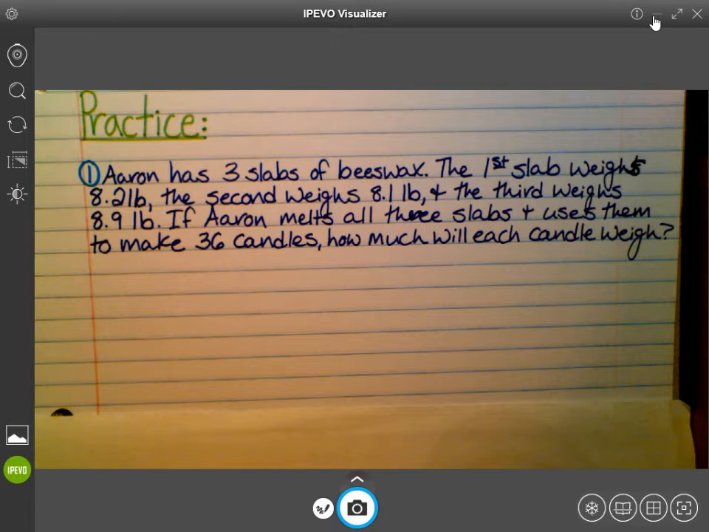All right. So let's look at this problem together. I'm going to read it out loud again. I want you to follow along. And as I'm reading the problem, think about what are the important pieces of information in the word problem. So it says Aaron has 3 slabs of beeswax. The first slab weighs 8 and 2/10 pounds. The second weighs 8 and 1/10 pounds. And the third weighs 8 and 9/10 pounds. If Aaron melts all 3 slabs and uses them to make 36 candles, how much will each candle weigh?